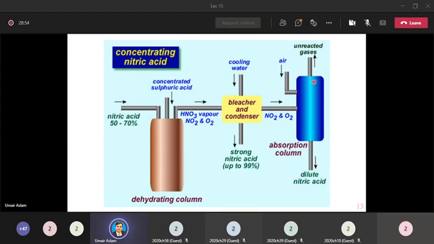absorbed in water, they leave the column from the top, while the dilute nitric acid formed here can be sent at the start of the dehydrating column, from where it will be converted into a highly concentrated nitric acid. So this is a brief diagram of the conversion of weak nitric acid into strong nitric acid. Any question?